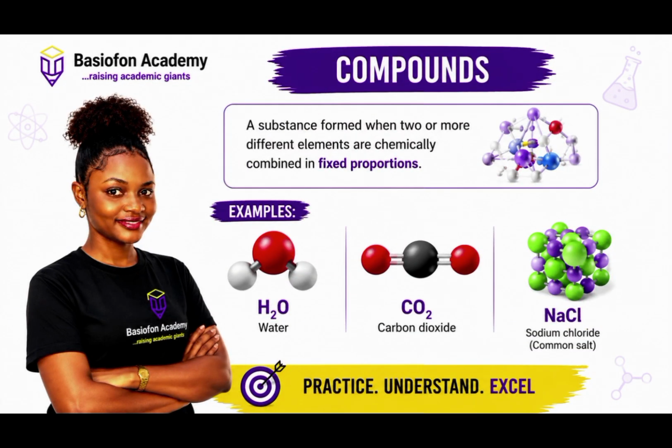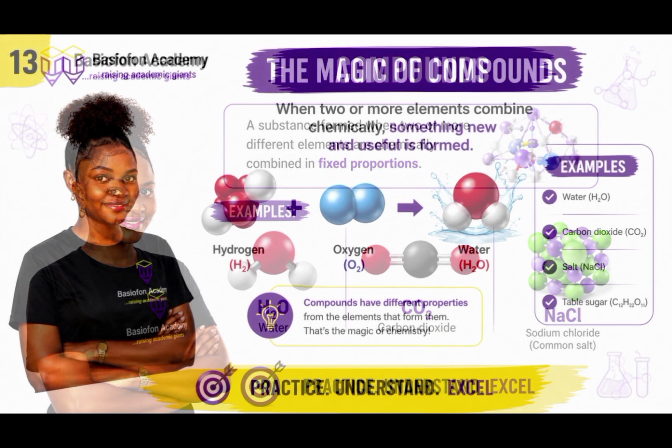This brings us to compounds. A compound is a substance formed when two or more elements combine chemically in a fixed proportion. Examples include water, H2O, salt, NaCl, carbon dioxide, and ammonia. The key characteristics are that they are chemically combined, have a fixed composition, and form entirely new properties.